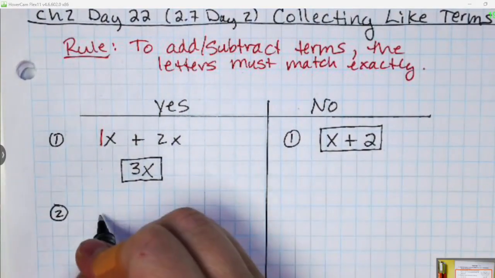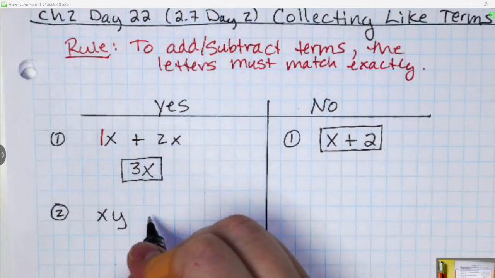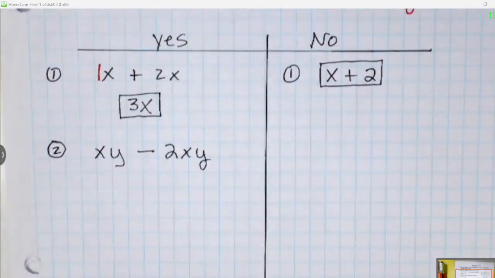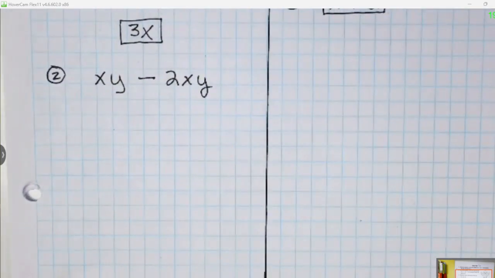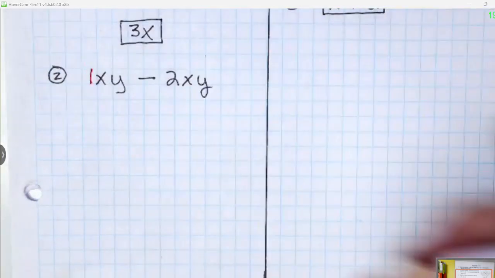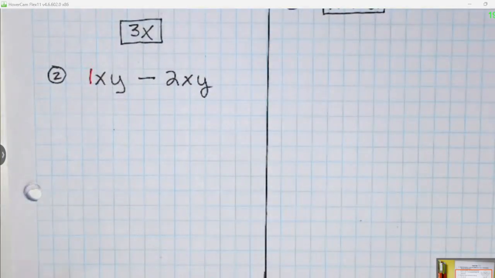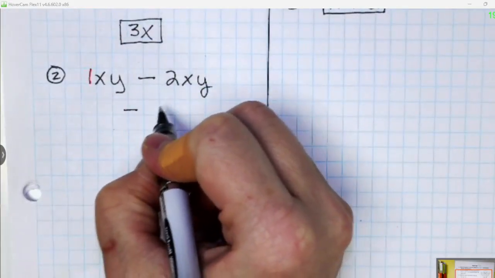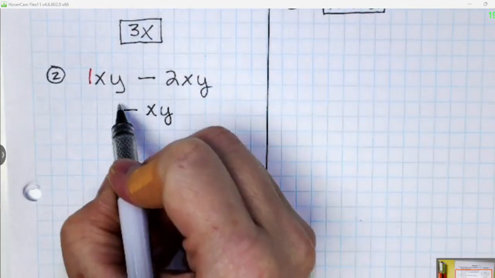All right, number 2. xy minus 2xy. Like terms can be more than one letter. These two match perfectly. They both have an x and a y. So yes, you can add these together. Again, there is an invisible 1. 1 minus 2 is negative 1xy, or just negative xy.